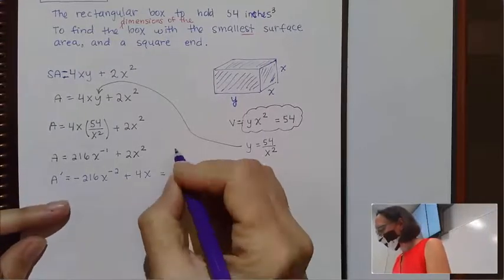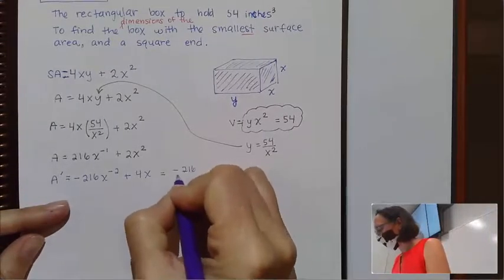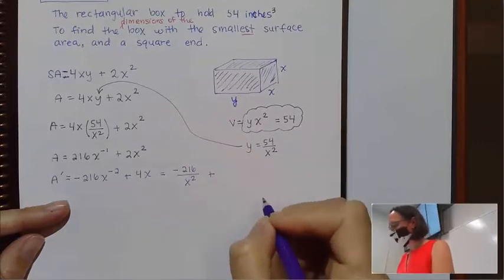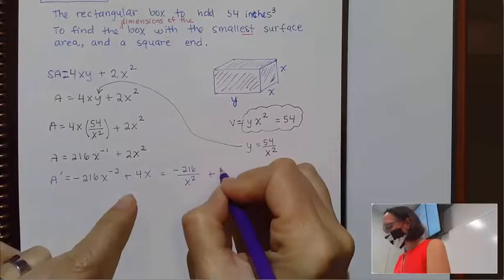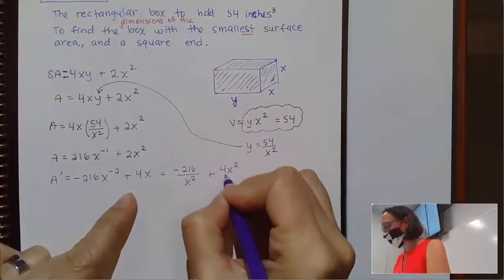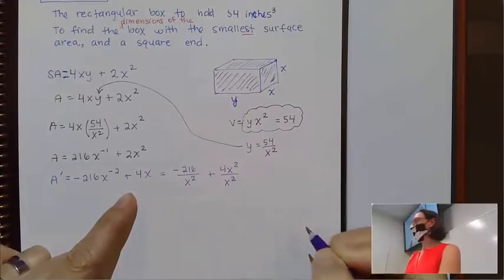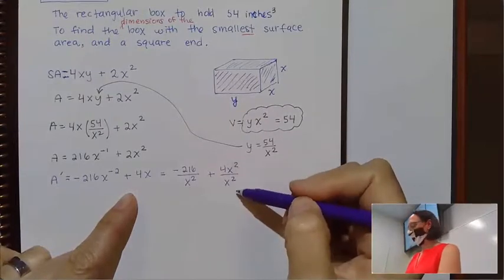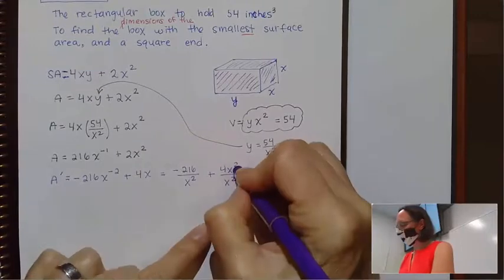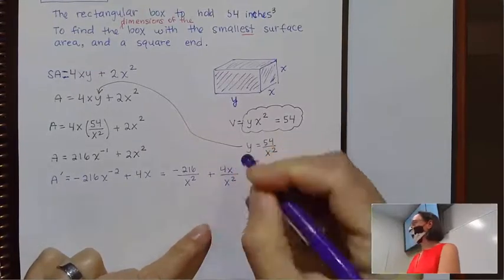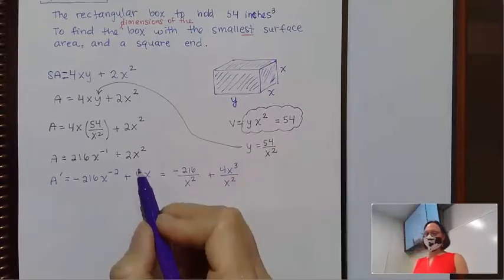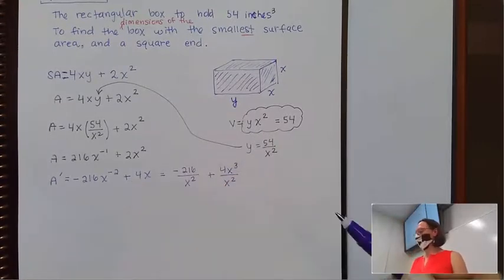So I'm going to write that as negative 216 over x squared plus 4x squared over x squared. If I multiply the top and the bottom, nope, x cubed, 4x cubed. Does that sound better? 4x cubed, multiplying the top and the bottom of the 4x piece by x squared.